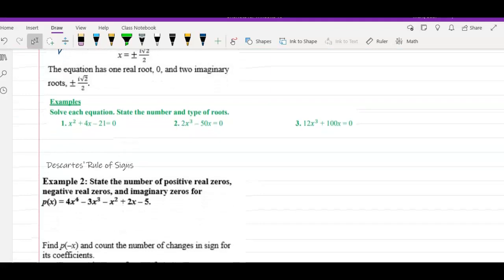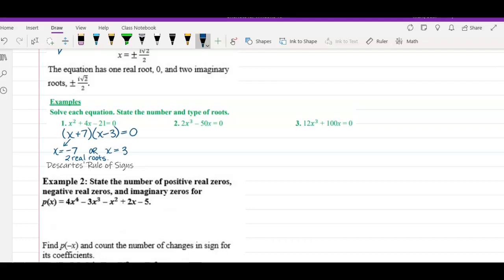Go ahead and pause the video and try the first one. This is a pretty basic factoring of a quadratic. We just break it apart. We set each factor equal to 0 and get -7 and 3, which means we have 2 real roots.